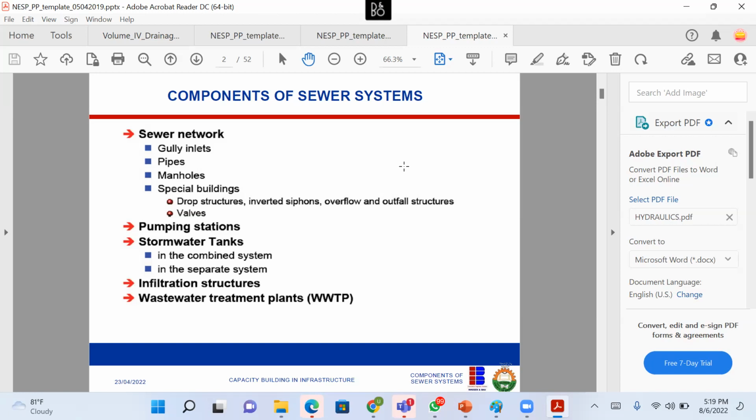Then for stormwater, there is the tank in the combined system, and in the separate system, they have the infiltration structure. They have the wastewater treatment plant. So these are the components of the sewer system. Wastewater treatment plant and infiltration structure depend on the type and the size. It could be the swales, it could be the basins, filtration basins, it could be other things.